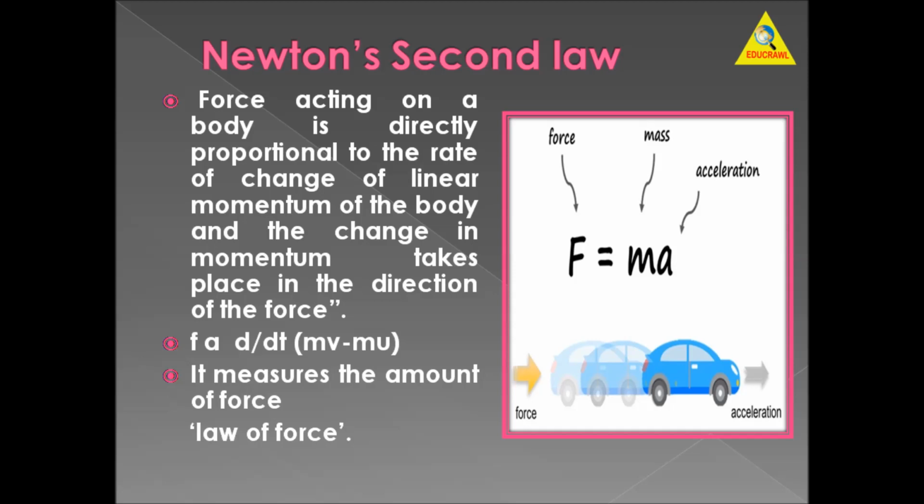Here, we will explain this with an example. Newton's second law is represented in an equation as follows. That is, F is directly proportional. That alpha symbol refers to the proportionality sign. So F is directly proportional to d by dt of (mv minus mu). This is the statement, or the equation, of Newton's second law. This measures the amount of force, and hence it is called the law of force.